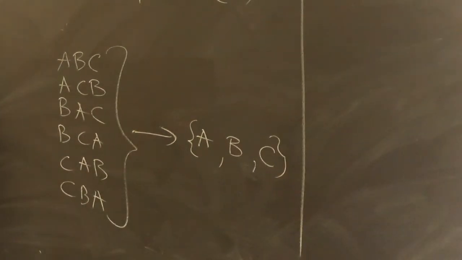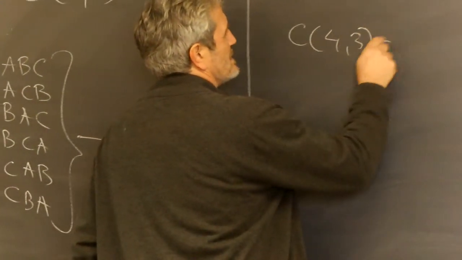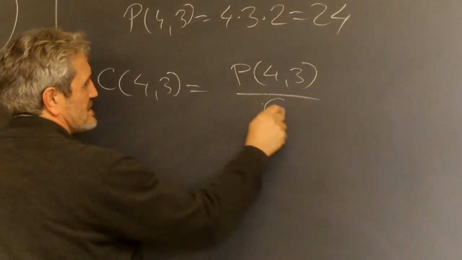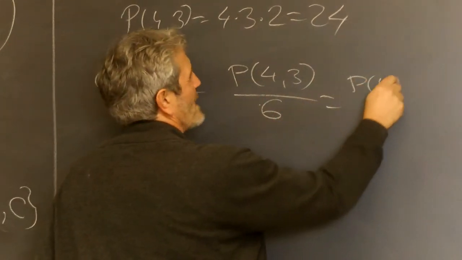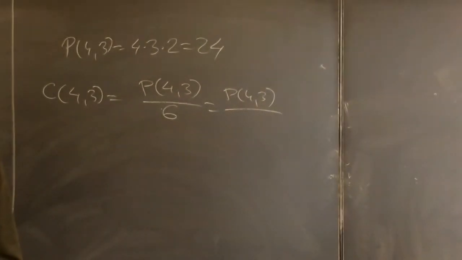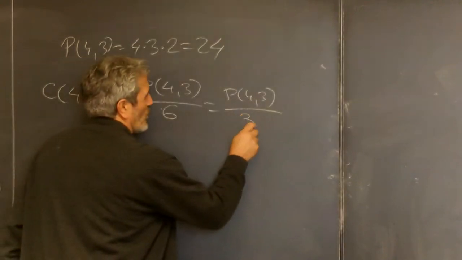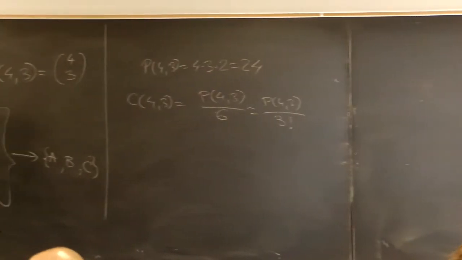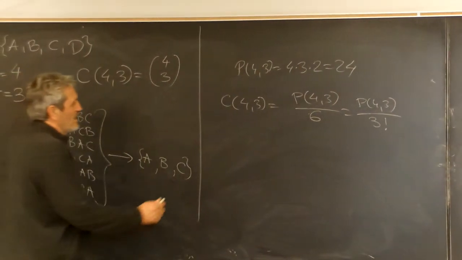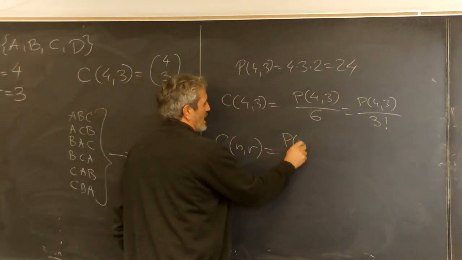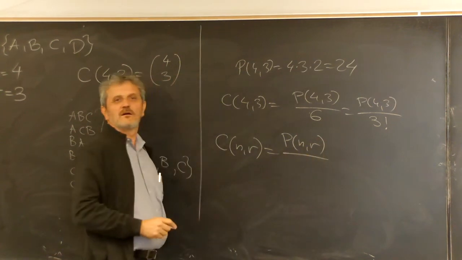So what should I do? Total count. So to get C(4,3), in this case, I should do P(4,3), and I should divide it by what? 6. Why 6? Because those are all the possible ways to shuffle ABC, which is 3 factorial. Do you agree with this? And this is what we always do. So formula, let's make a formula again. C(n,r) will be P(n,r) divided by what? Exactly.